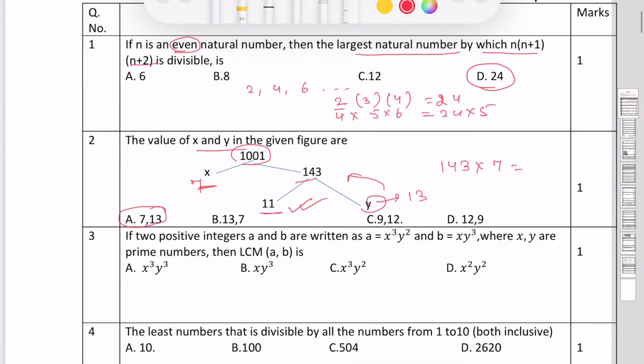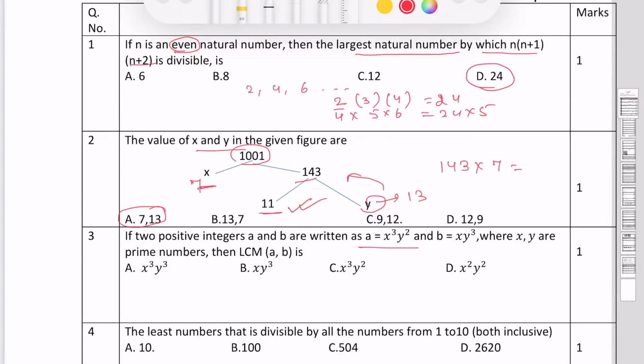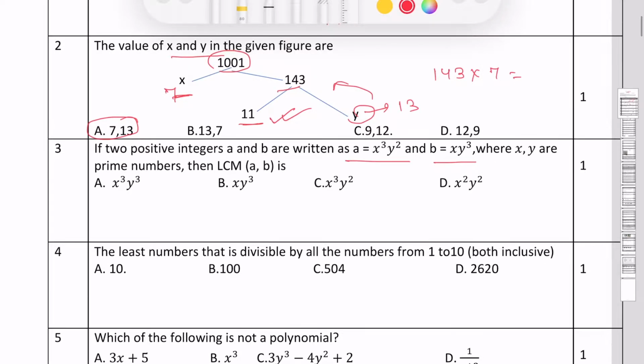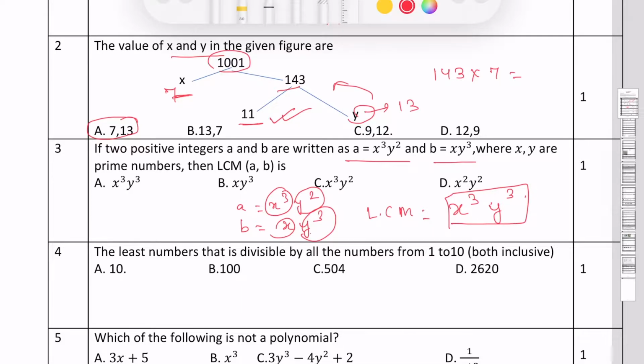Next is, when we take positive integers and its HCF and LCM, we have to find out. For LCM we take common multiples, where A is x cube y square, B is x y cube. So when we take LCM, we take the highest power. So x cube is the highest power of x, and y cube is the highest power of y. So LCM will be again A, correct answer.